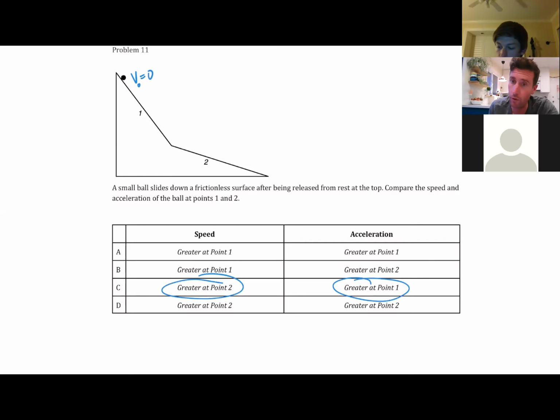Acceleration is greater at point 1 because it's steeper. And the acceleration is due to gravity. And so the steeper it is, the greater that vertical component. I don't know how to justify that on a physics side. Steeper things, it'll speed up faster. That's greater acceleration. Cool, good job, Alex.